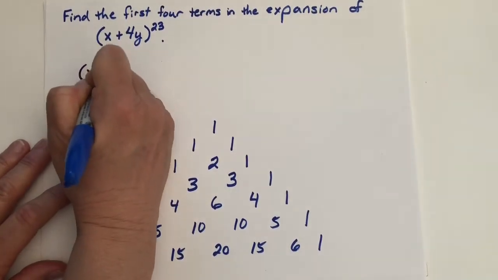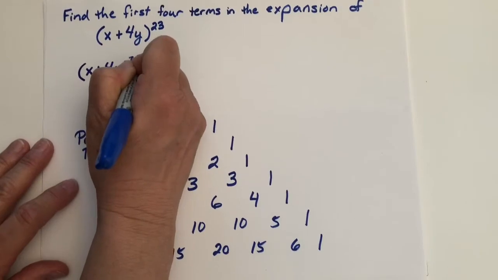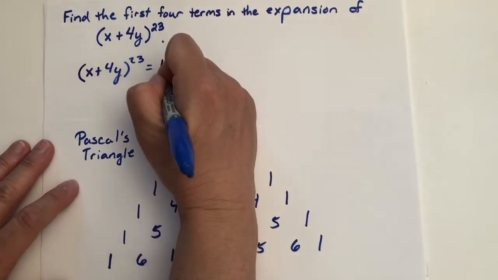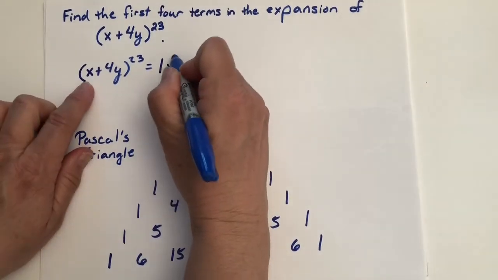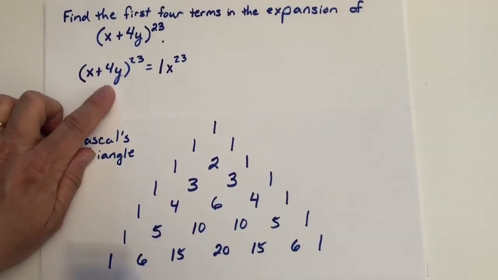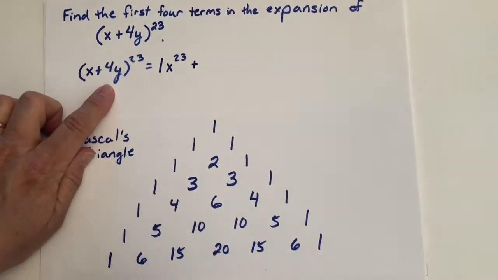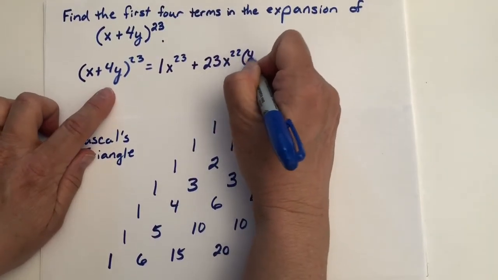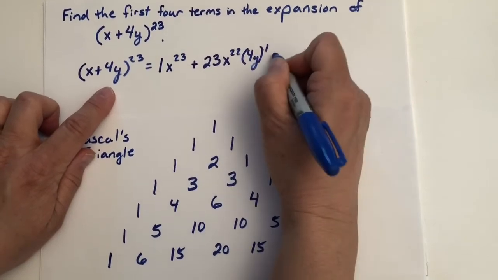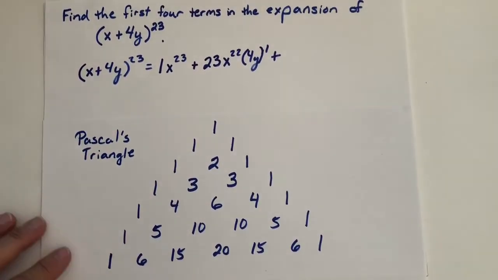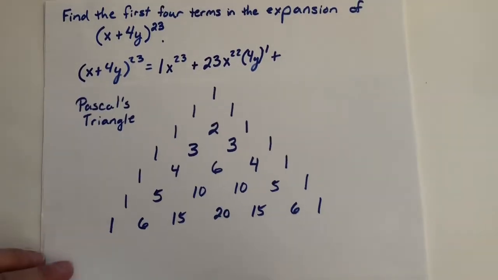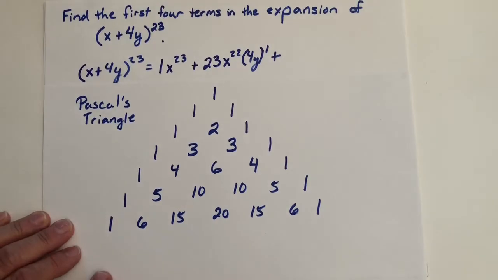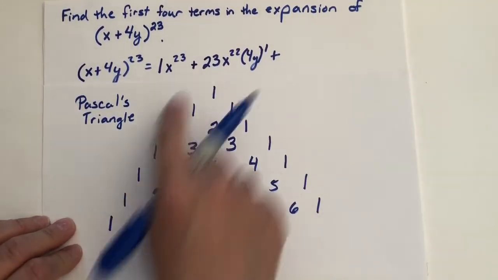We know x plus 4y to the 23rd would need to start with a 1. And then we'd have x to the 23rd with no 4y at all. Our next term would be 23, x to the 22nd, and now 4y to the first power. And here's where the problem happens. We're not low enough on Pascal's triangle, and I don't want to have to keep going down here to get to the line that would have those coefficients. So we want to find another way to find those binomial coefficients.